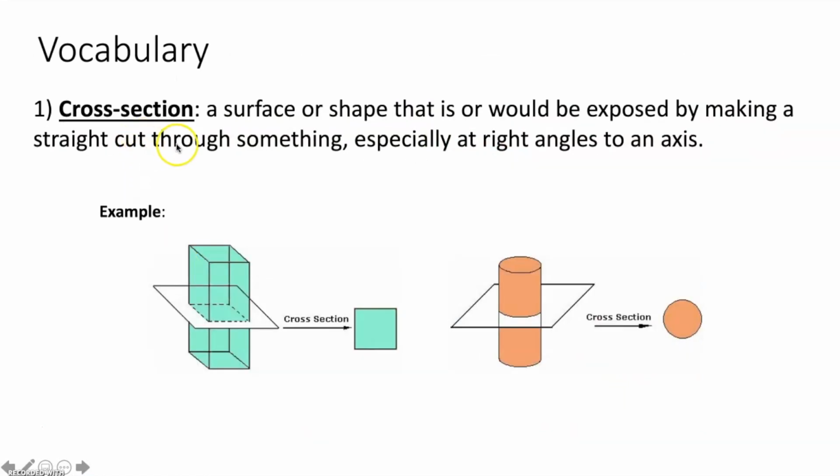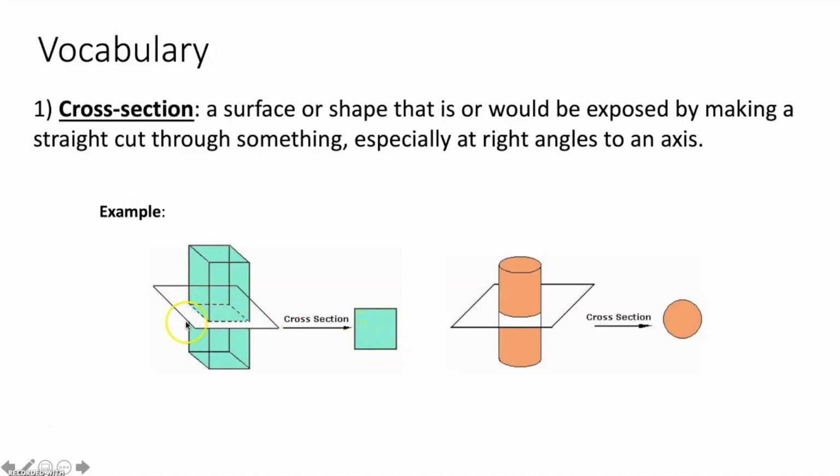First vocabulary term is a cross-section. That would be a surface or shape that is or would be exposed by making a straight cut through something, especially at right angles to an axis. So in our examples down here, we have a square prism and we have a cylinder. And as you can see, if we want to find the horizontal cross-sections for each of these three-dimensional figures, all you're doing is taking a slice through that given prism and looking at what shape it is.